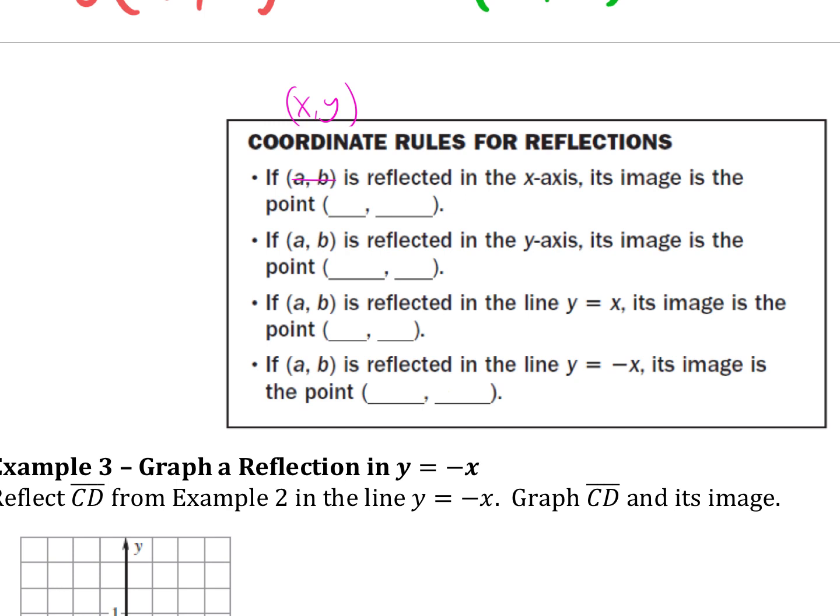If you're reflecting over the x-axis, the rule is (x, -y). If you're reflecting over the y-axis, it's (-x, y). If you're reflecting over the line y equals x, like we just talked about, that's going to be (y, x). And if you reflect over y equals negative x, which is the same thing but going down at a 45-degree angle the opposite way, that's going to be (-y, -x). Okay, let me just double check these, make sure they're good. Looks like they are. You can double check the notes, make sure I didn't make any mistakes.